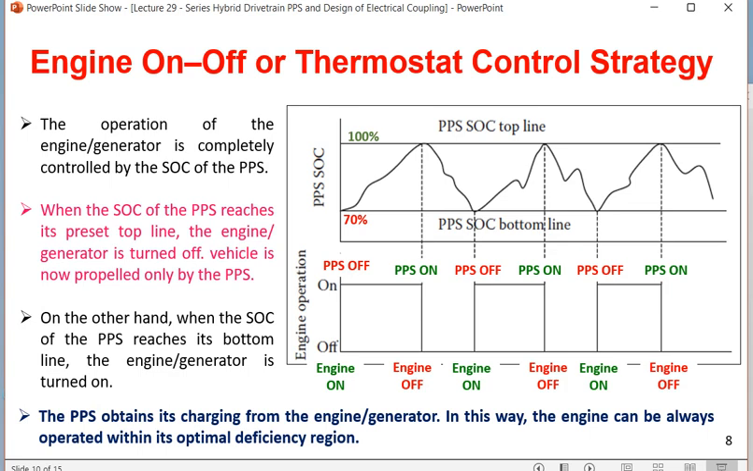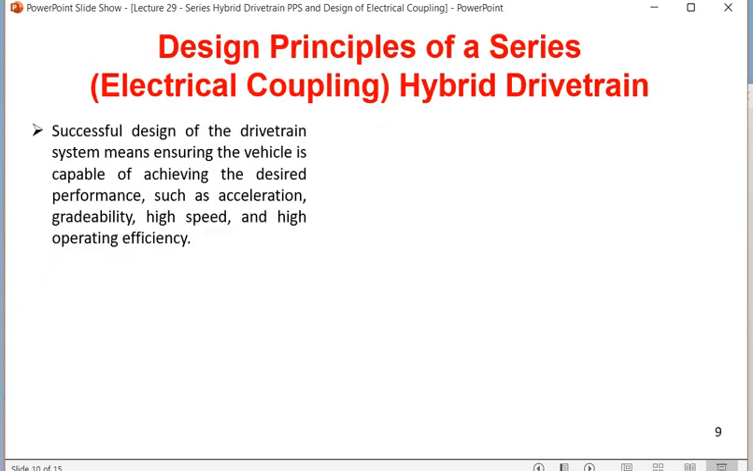So thermostat control strategy is applied only when the load on the whole system drivetrain is less. That means the vehicle is running through a flat road, vehicle is running through the highway, vehicle is running through a long highway. In that case only this engine on off thermostat control is applied.